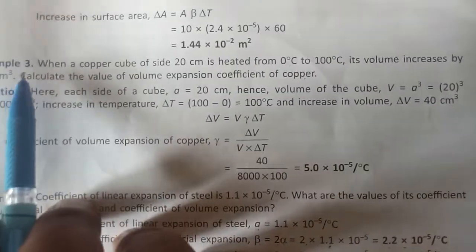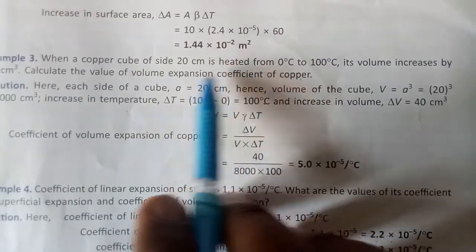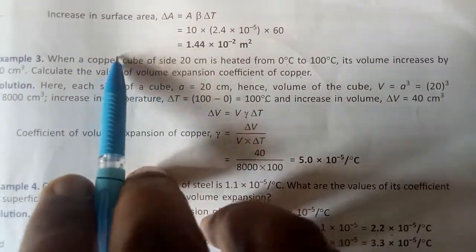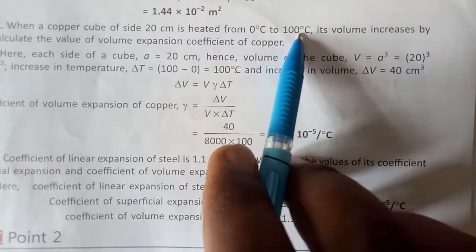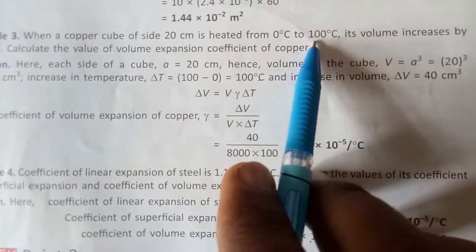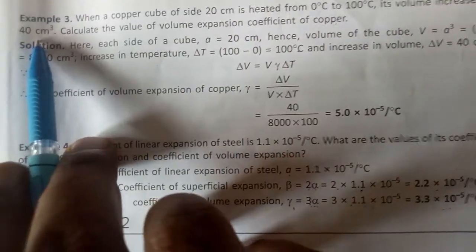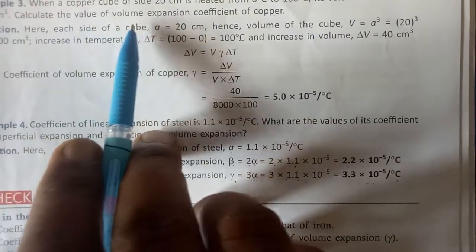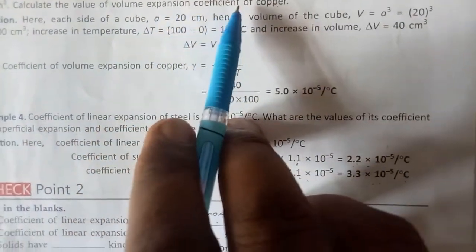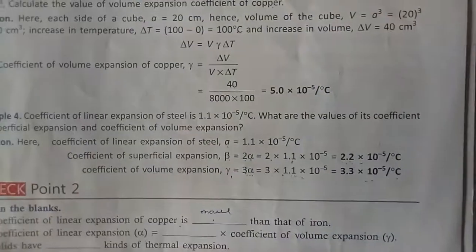So look at the third example. A copper cube of side 20 centimeter is heated. So here copper is in the form of cube. 20 centimeters is heated from 0 degrees Celsius to 100 degrees Celsius. So rising temperature is 100 degrees Celsius. Its volume increased by 40 centimeters cube. So volume is given. What is the increased volume? That is 40 centimeter cube. Calculate the value of volume expansion coefficient of copper. So here we have to calculate the value of gamma.